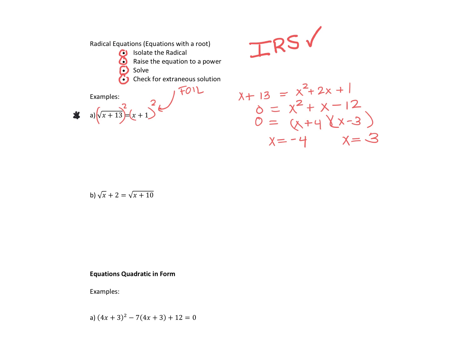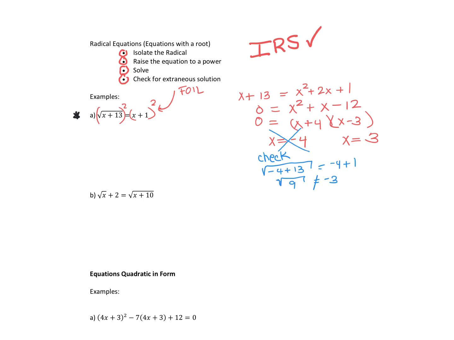At this point, I need to check my solutions. So I'm going to check this -4, and I'm going to say that is the square root of -4 plus 13 equals -4 plus 1. So the square root of 9 equals -3. Well, that's not true. We know that when we have a square root, we want to have the positive, or what we call the principal square root, unless there's a negative sign out in front. So this one doesn't work.